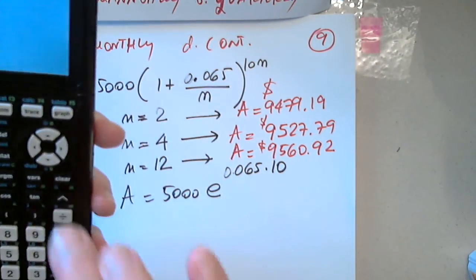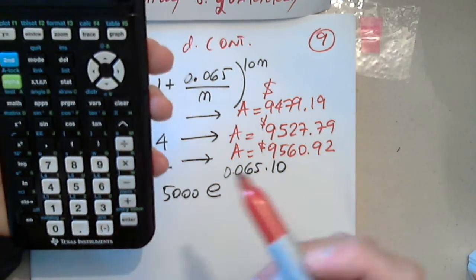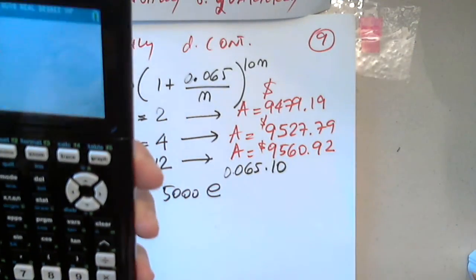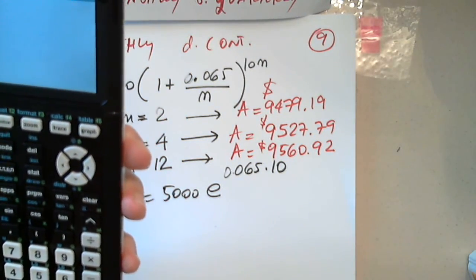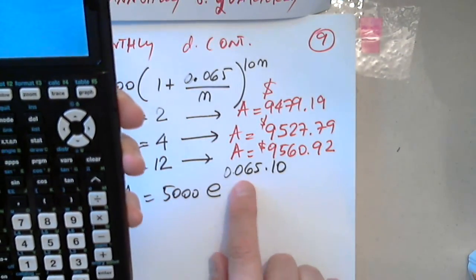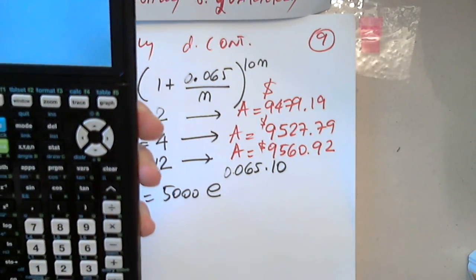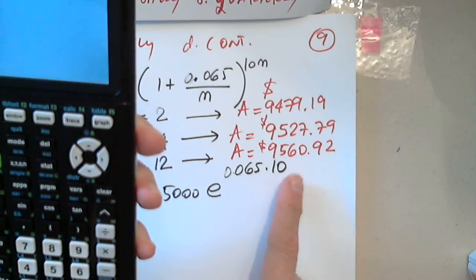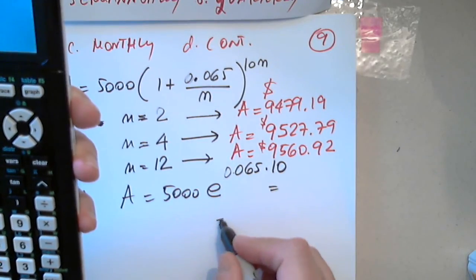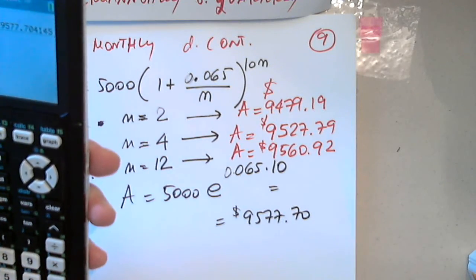The last one, it's not here. I have to start from scratch with 5,000. Remember where we find E? E to a power is right here, second, E to a power. Please put it in parentheses, especially if you don't have a newer calculator. You can multiply these, or if you say, no, I don't want to multiply, just put it in parentheses. 0.065 times 10 and press enter. So this answer, the last one, continuous, is 9,577.70.